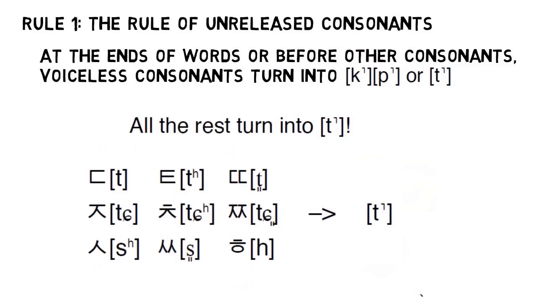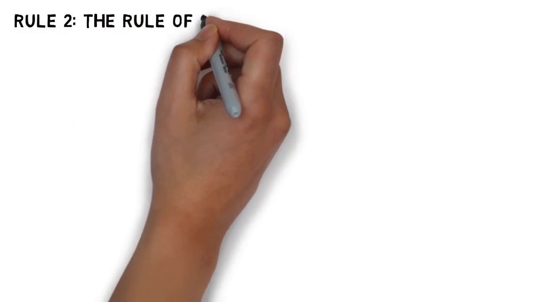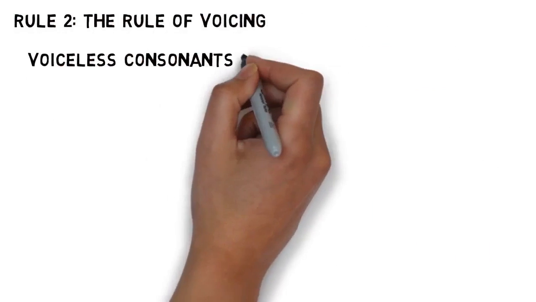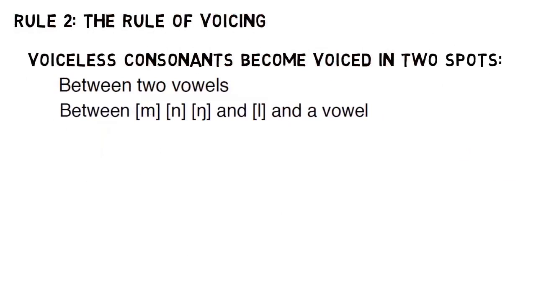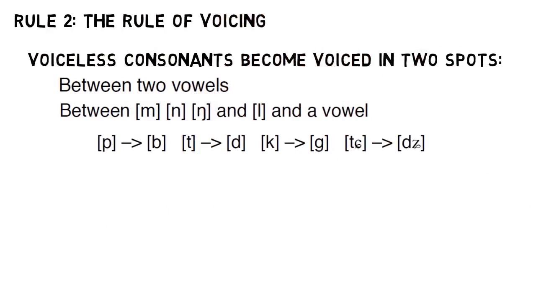So that's rule one. The next rule we'll talk about is the rule of voicing. Basically, if you see one of the unvoiced consonants, either between two vowels or between a voiced or l sound and a vowel, then that unvoiced consonant is going to become voiced. This is where the B, D, G, and J sounds from video 2 show up in Korean.